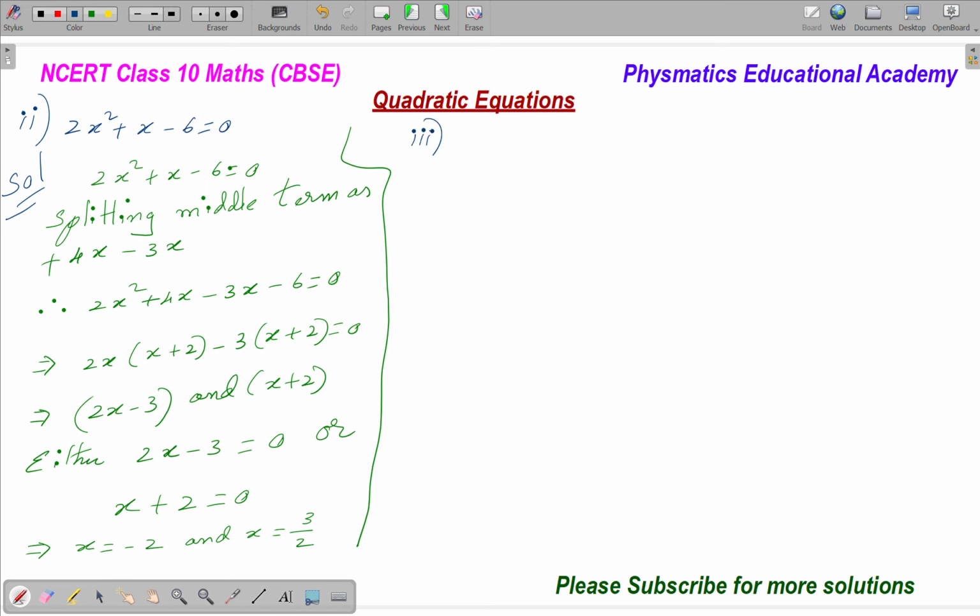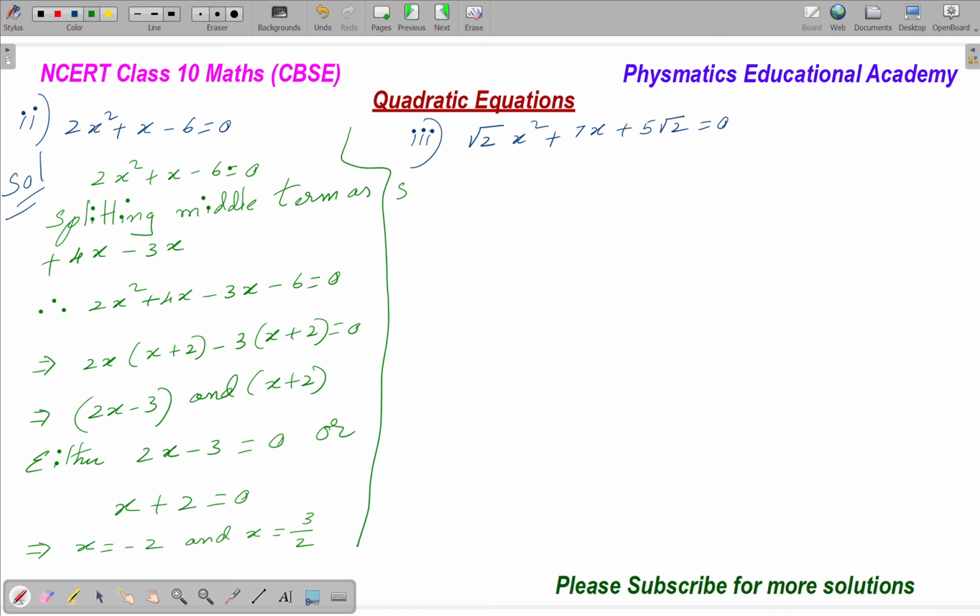Now question number 3. Root 2 x square plus 7x plus 5 root 2 is equal to 0. So we write root 2 x square plus 7x plus 5 root 2 is equal to 0.